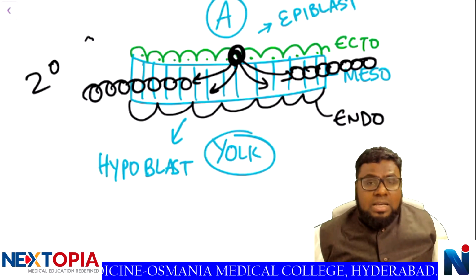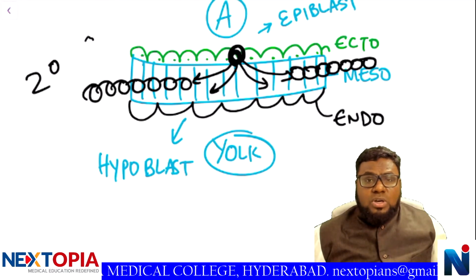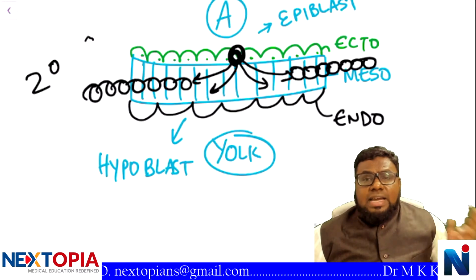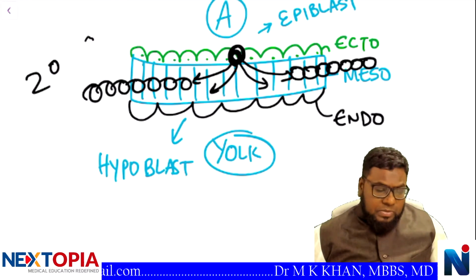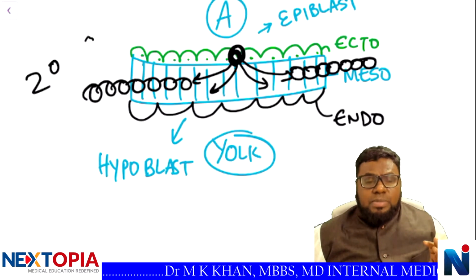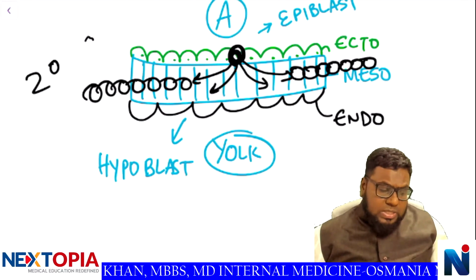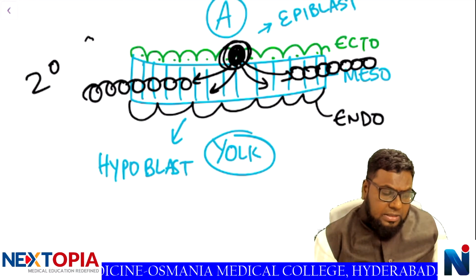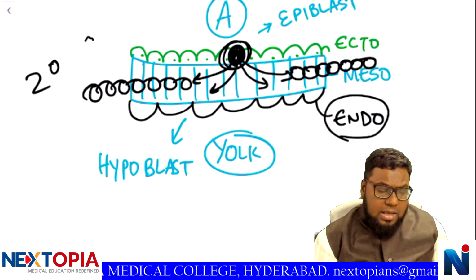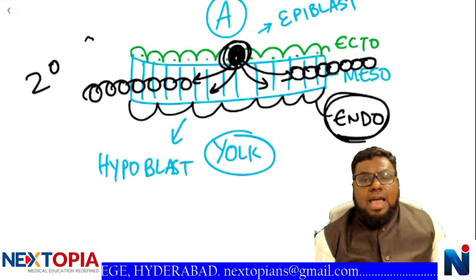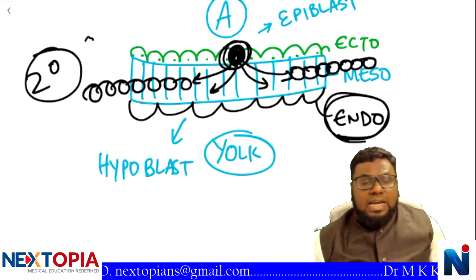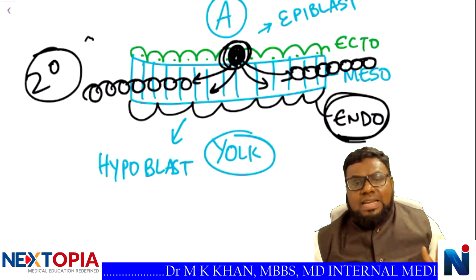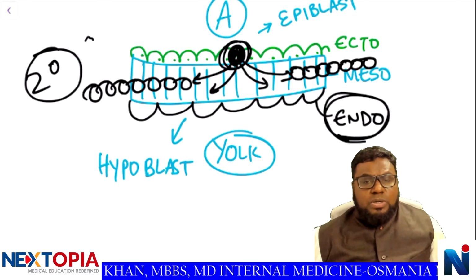What is gastrulation? Gastrulation is defined as a process of formation of the primitive streak, the endoderm and the intraembryonic mesoderm. Three layers: this black object is the primitive streak, this area is the endoderm, and these cells are the secondary mesoderm, or the intraembryonic mesoderm. Formation of these three layers, you are calling it gastrulation.